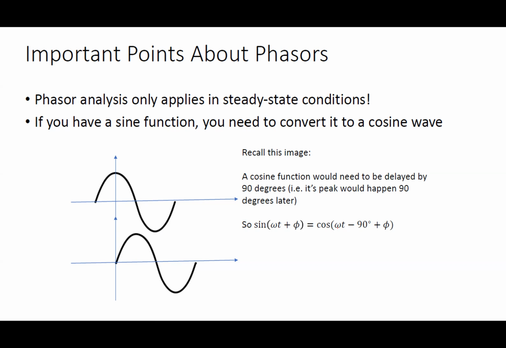The other thing I wrote here: phasor analysis only applies in steady state conditions. In other words, if I use phasor analysis, I'm not going to get the transient response. The reality is most of the time we don't care. If I'm trying to analyze, let's say, a distribution circuit out there in the power grid, I don't usually care about the transient response. Why? Because the power system has been on for a long time.